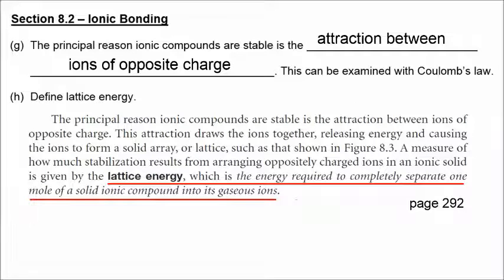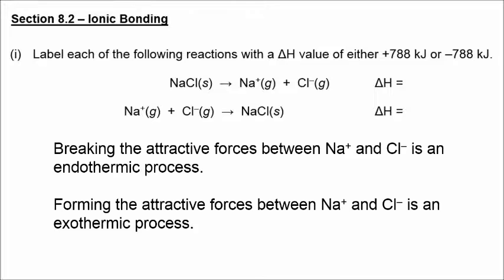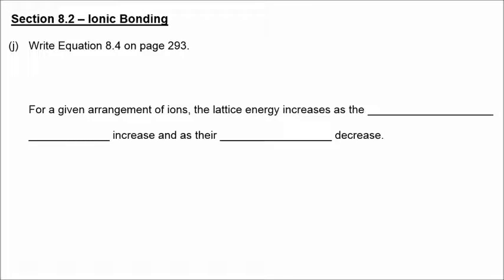On page 292, they define lattice energy as the energy required to completely separate 1 mole of a solid ionic compound into its gaseous ions. So here we have either an endothermic, so positive 788 kilojoules, or an exothermic, negative 788 kilojoules. So which is which? Well, breaking apart the attractive forces is an endothermic process, but forming the attractive forces between the ions would be an exothermic process. So lattice energy for sodium chloride is 788 kilojoules.